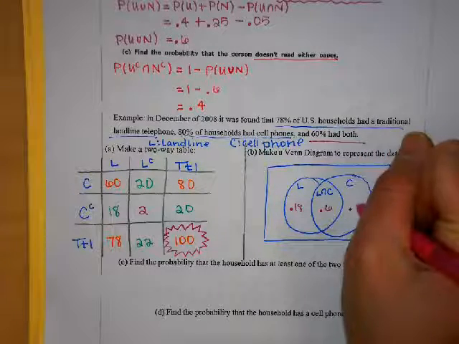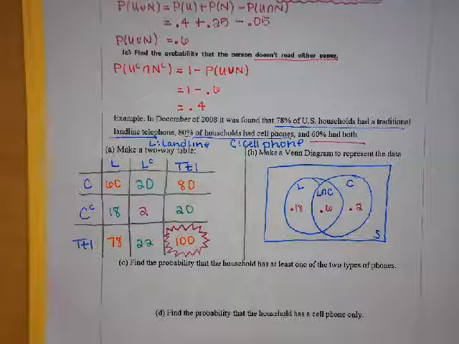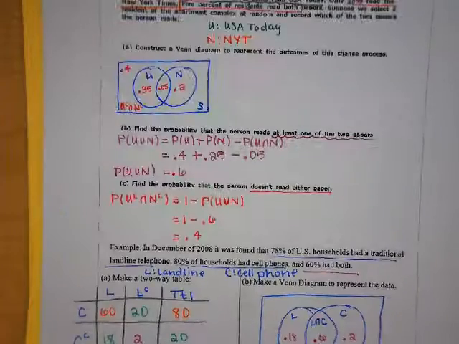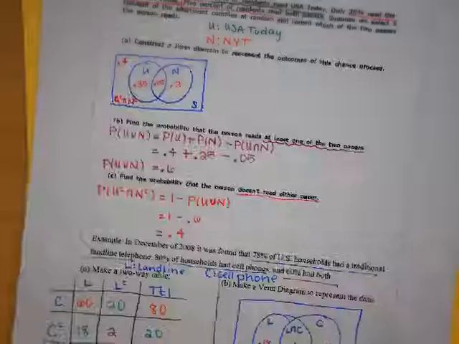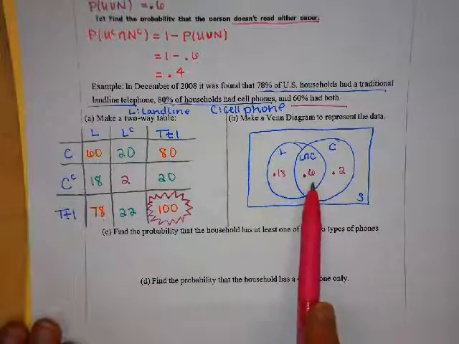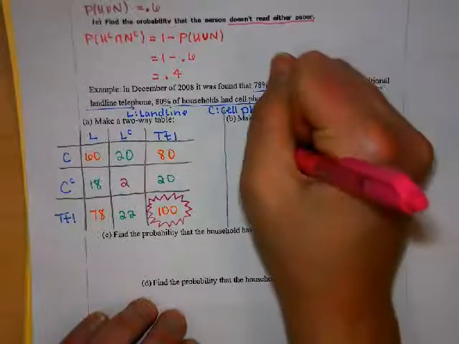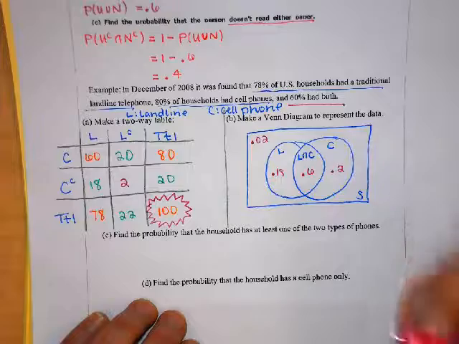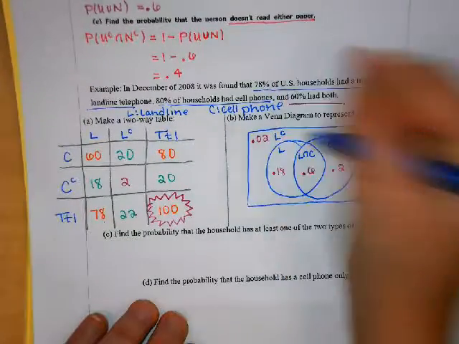And then, because I told you on the previous one that we should make sure our numbers add to 1, we need to see what percent is outside our two circles. So 0.18 plus 0.6 is 0.78 plus 0.2 is 0.98. So that would mean we have 0.02 outside here. And that would be L complement and C complement. No landline and no cell phone, and apparently no connection to the world.